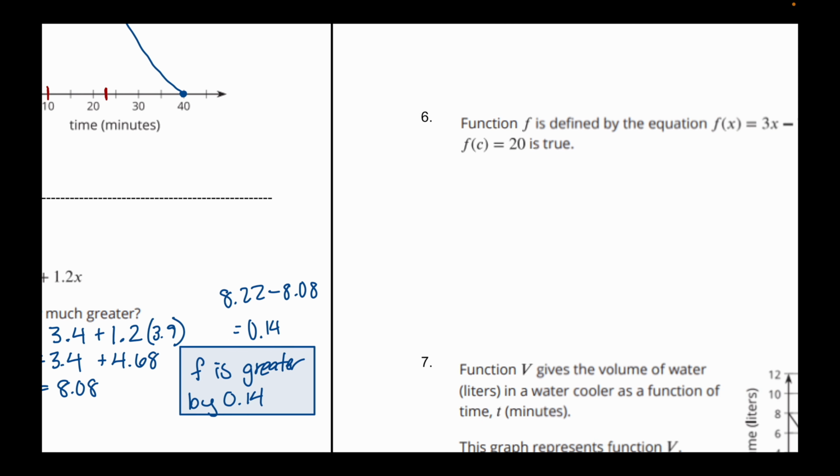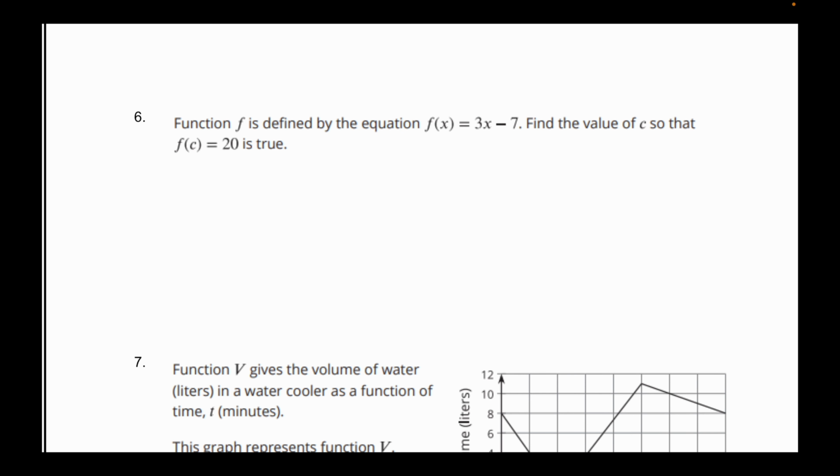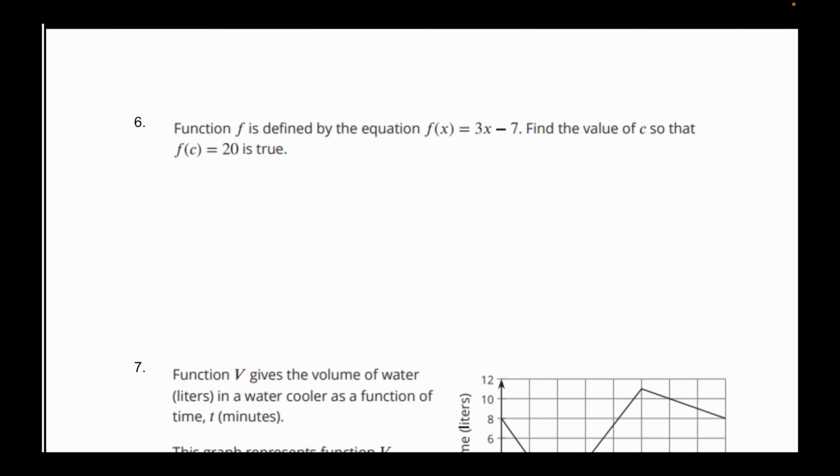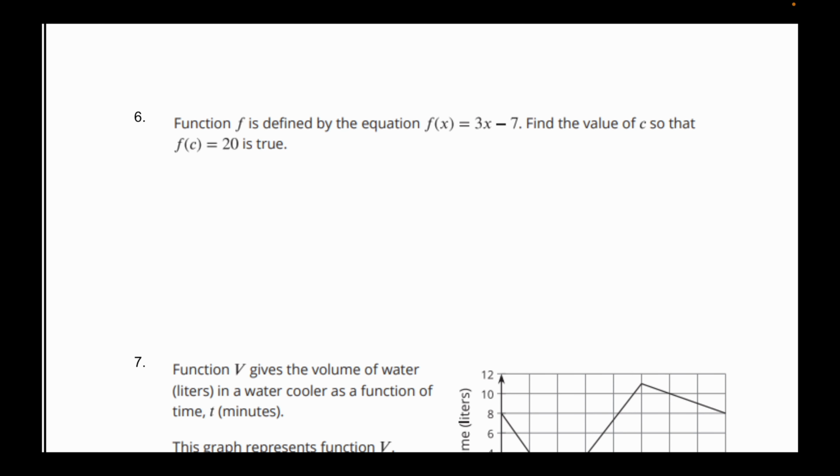And we still have a couple more problems here, so on to question 6. Function f is defined by the equation f of x equals 3x minus 7. We want to find the value. It says find the value of c so that f of c equals 20 is true. So really this just wants us to find an input value to know that this is true.